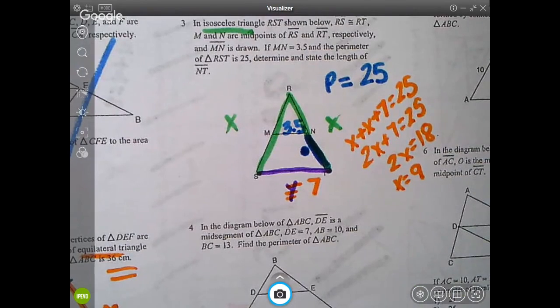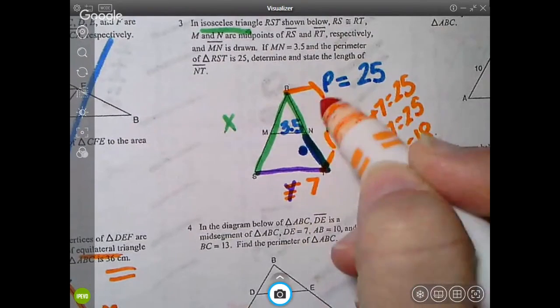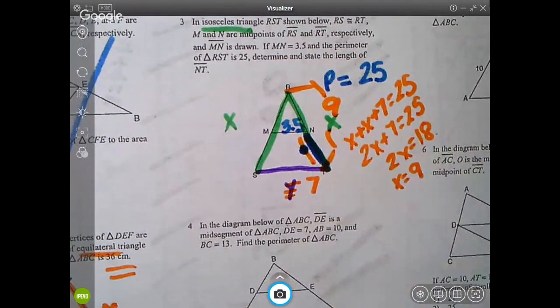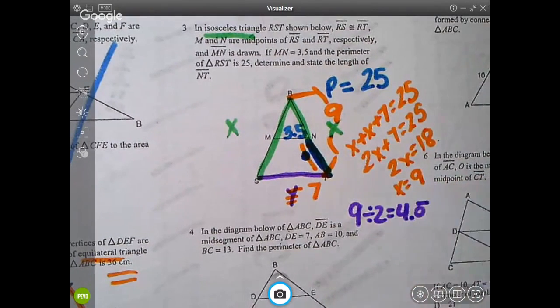Yep, so that's Leah's voice. That's fantastic. We know this whole thing is 9. We only want this piece of it. So how long is the piece? How do we get 4.5? Excellent. Big to small, we divide. That's a 5, not a 6. 4.5. So far, so good?